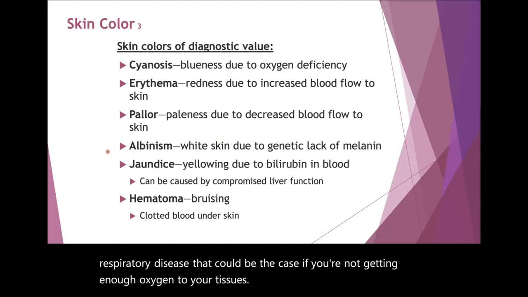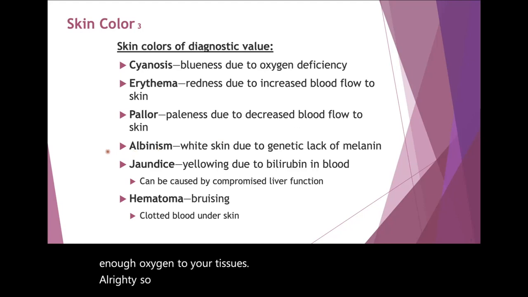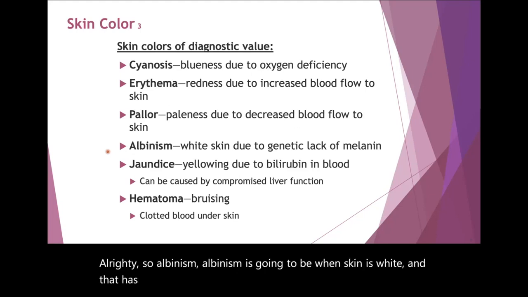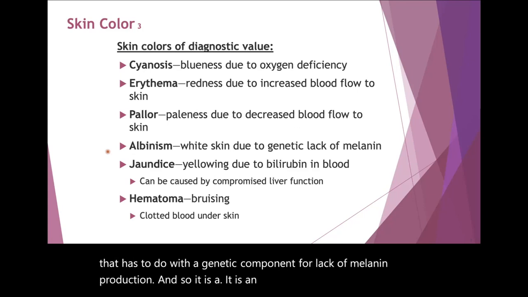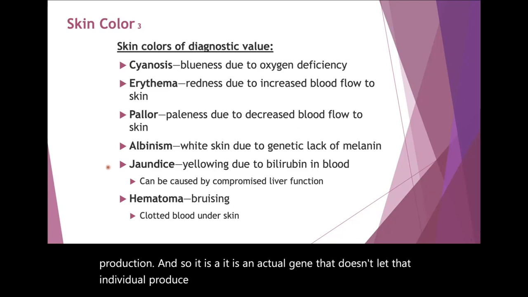All righty. So albinism. Albinism is going to be when skin is white, and that has to do with a genetic component for lack of melanin production. And so it is an actual gene that doesn't let that individual produce melanin.